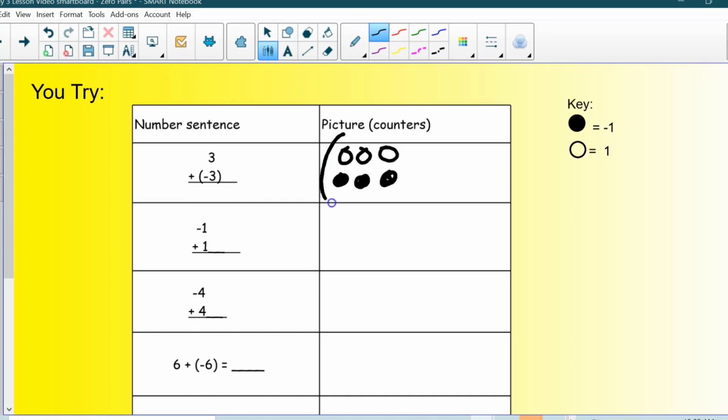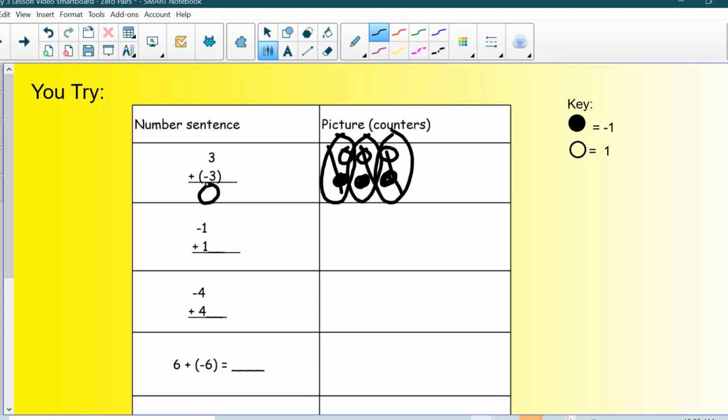So let's circle our 0 pairs. Here's a 0 pair, opposites. +1, -1. Those are opposites. They make a 0. So I put a 0 around the opposites. Here's another 0 pair. Here's another 0 pair. Notice that we now have, those all become 0. What is 3 plus -3? 0. So what happens when you add opposites? It equals what? 0. Good.